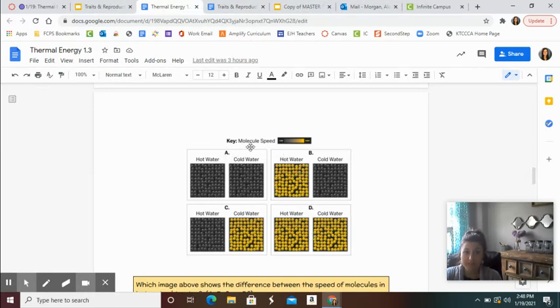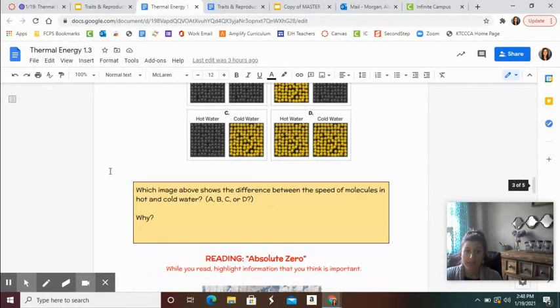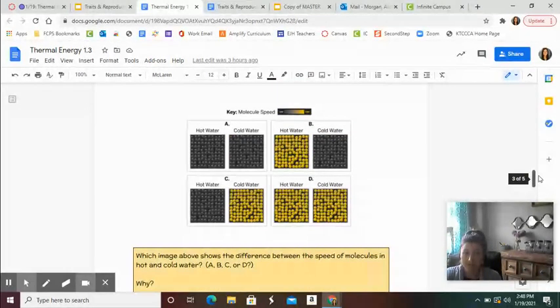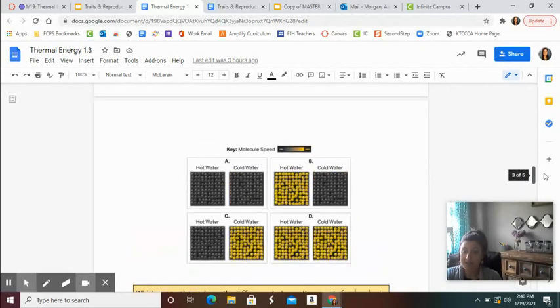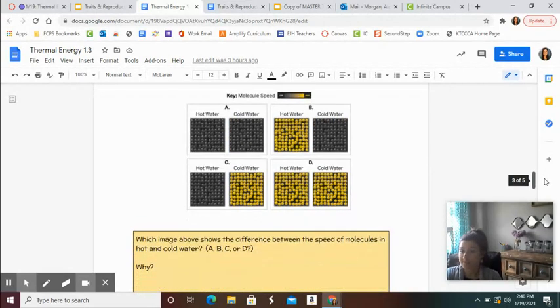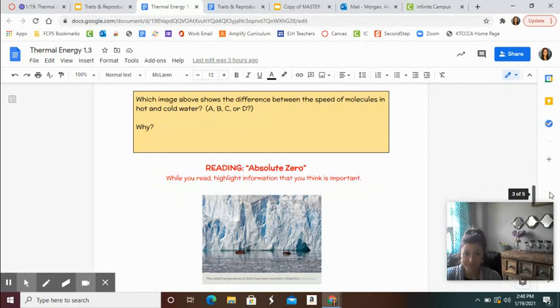And you can see the key up here is our molecule speed, and so we know the gray or darker color is showing slower, and then the yellow is the faster speed. And so you need to pick which one above shows the difference between the speed of hot and cold. So which one is correct? And so you'll write A, B, C, or D, and then tell me why. This is still adding on to what we just did.